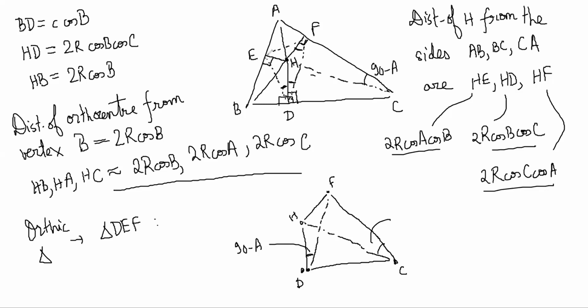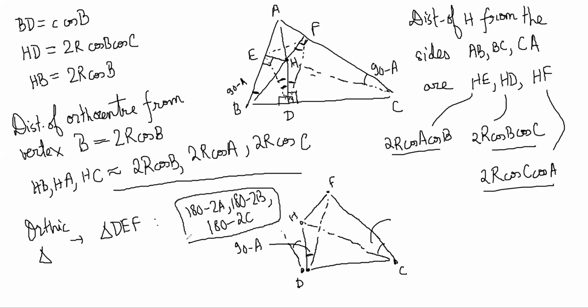So again, look at chord HE, it is subtending this angle here, so it will subtend the same angle here. So this angle is equal to 90 minus A again. So this second part of this angle is also 90 minus A. So both the parts are 90 minus A, right? So the overall angle becomes 180 minus 2A, 180 minus 2B, and 180 minus 2C, the angles of the pedal triangle or orthic triangle.